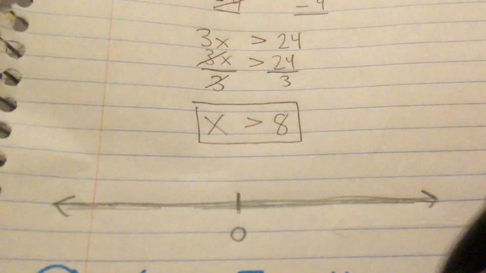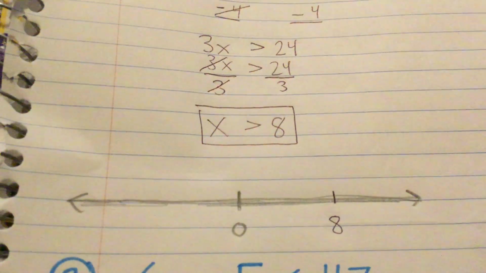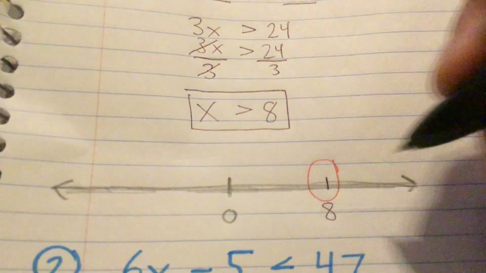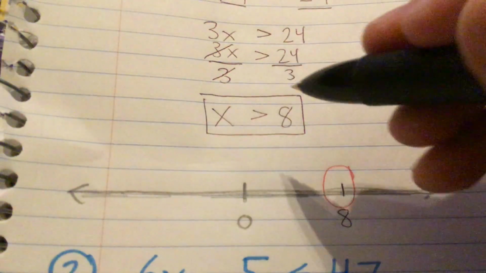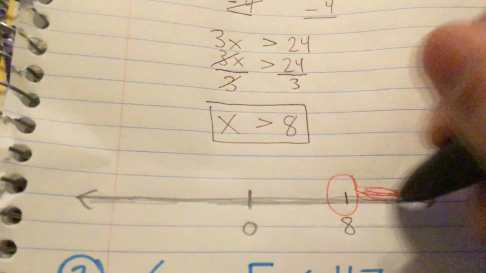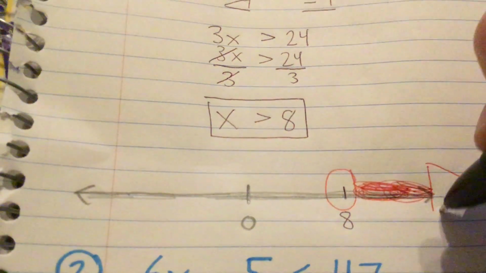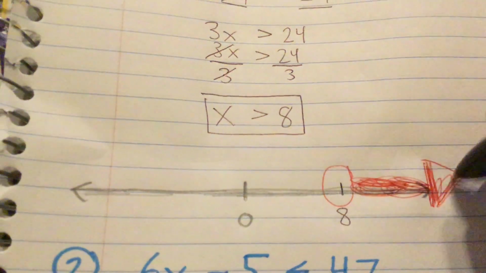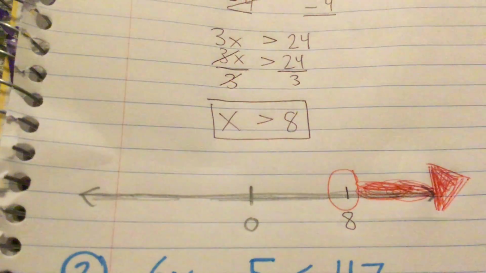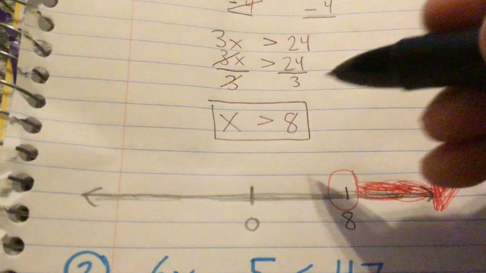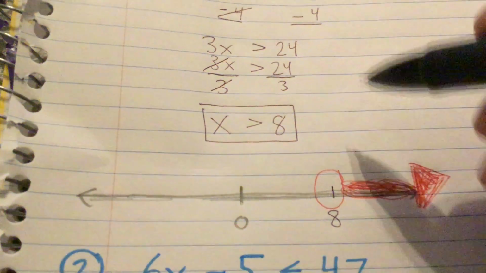So I make my number line. I put 0 in the middle. I'm going to put 8 on the right. I'm going to circle 8, make it obvious. And then I'm going to shade all numbers bigger than 8. And at the end of my number line, a big fat arrow. And now I ask myself, is 8 itself included in the solution set? No. It has to be greater than or equal to for 8 to actually be legal to plug in.